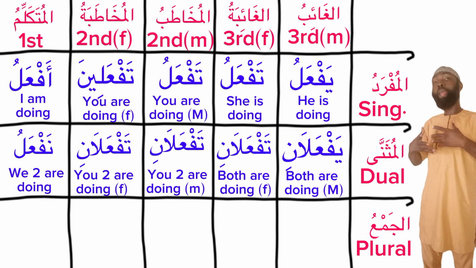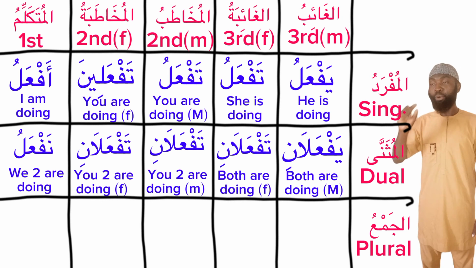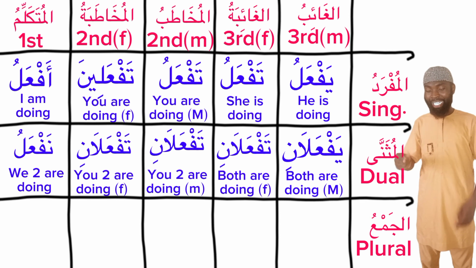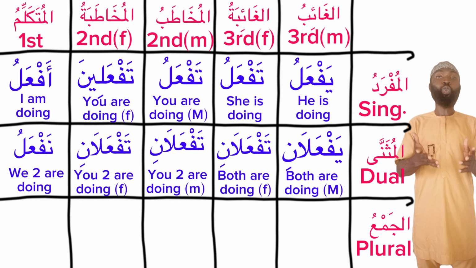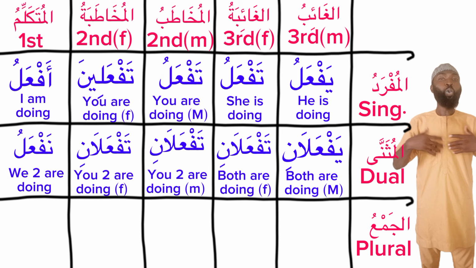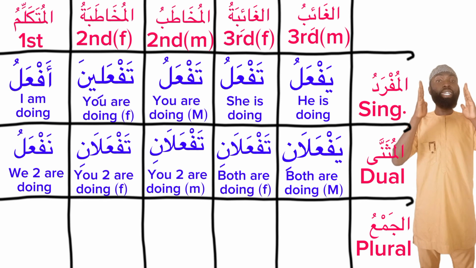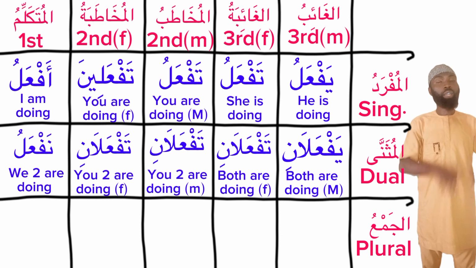If I want to say we are going, both of us are going, I will say nadhhabu, we both are going. Nakulu, we are eating. Najilisu, we are sitting. Nakulu, we are saying. MashaAllah. Nashrabu, we are drinking. MashaAllah. Now, let's move on to al-jam'u, the row of al-jam'u, the plurals.